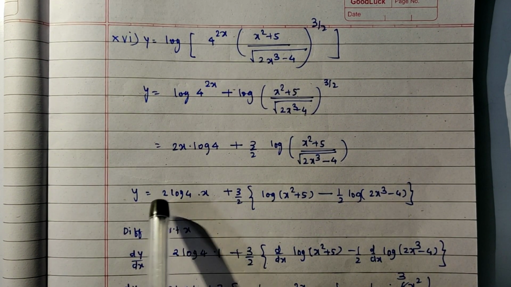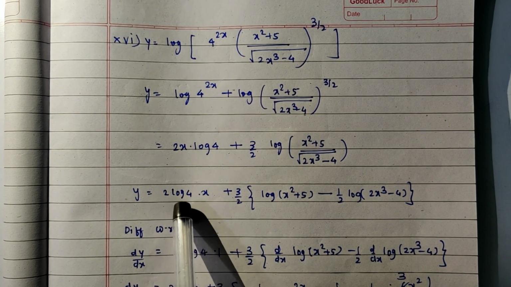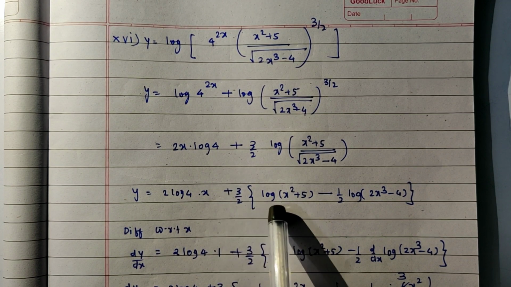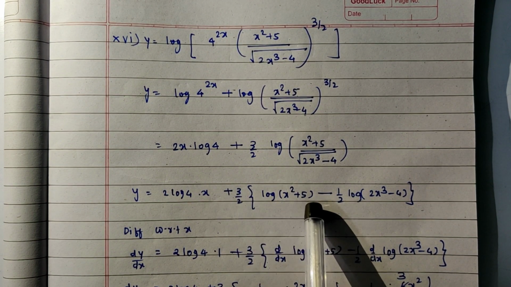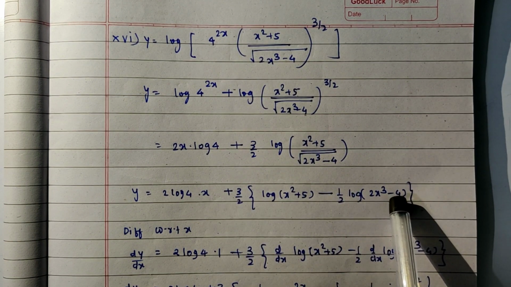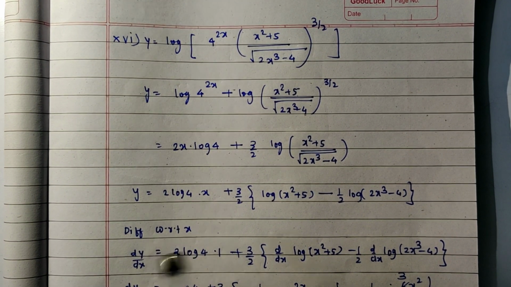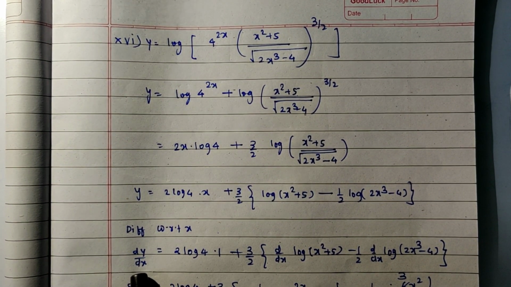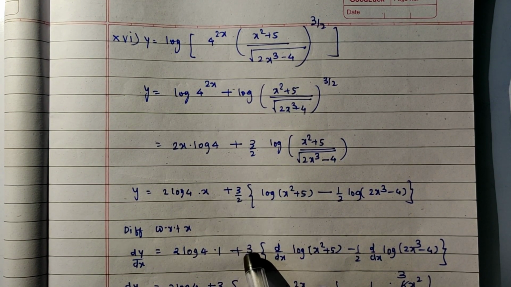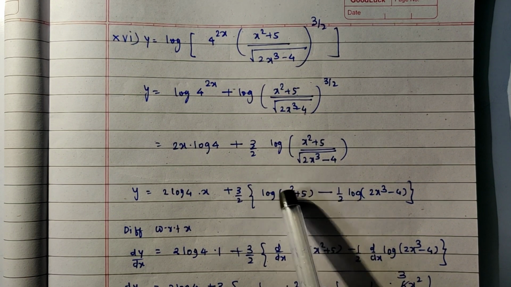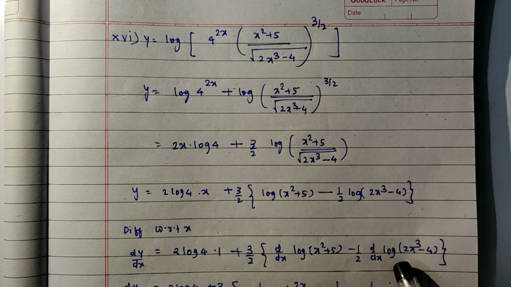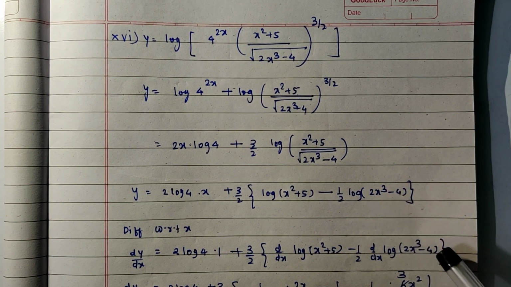Now while differentiating, in 2 log 4 x, log 4 is constant, only we have to differentiate x. Again 3 by 2 is constant, we have to differentiate the log of x square plus 5. 1 by 2 is constant, again differentiate it. So now differentiating with respect to x, dy by dx is 2 log 4, derivative of x is 1, plus 3 by 2, derivative of log of x square plus 5, minus 1 by 2, derivative of log of 2x cube minus 4.